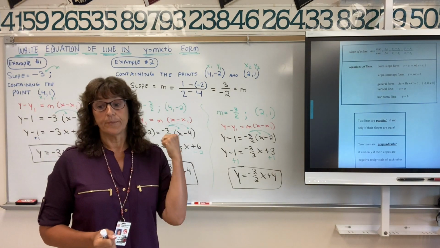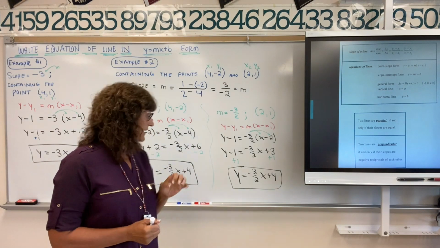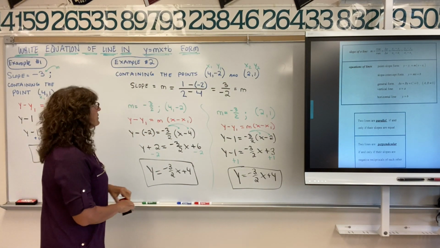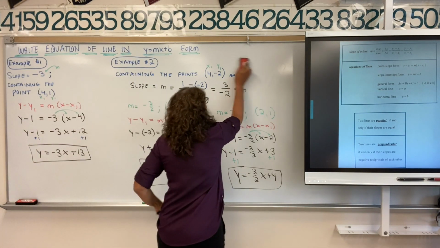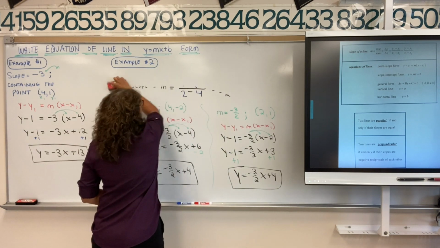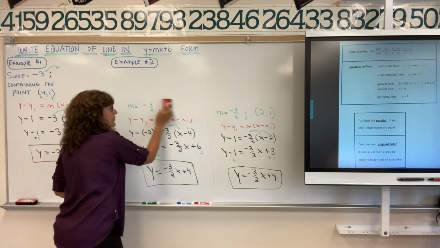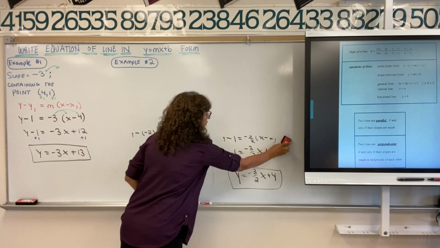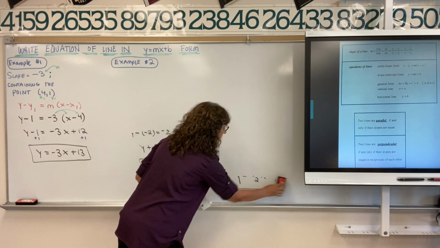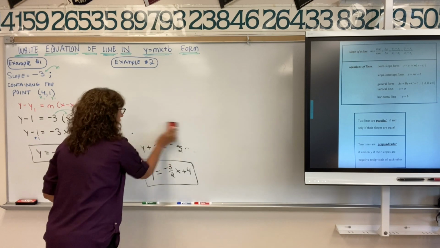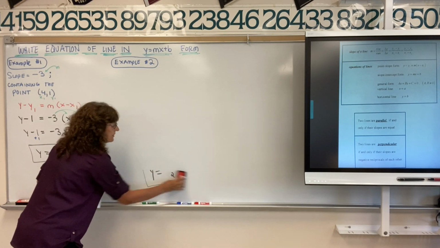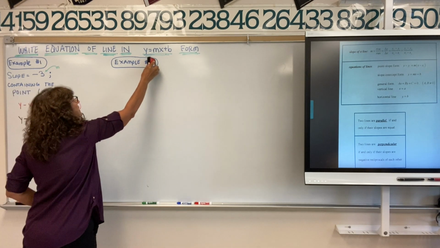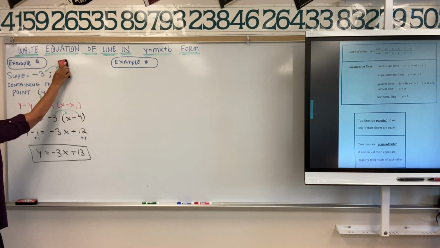Now I'm going to erase. We're going to do example 3 and example 4. So let me erase here. For example 3, let's take a look at how we would write the equation of a vertical line. And then for example 4, let's take a look at a horizontal line. So let's do example 3 and example 4.